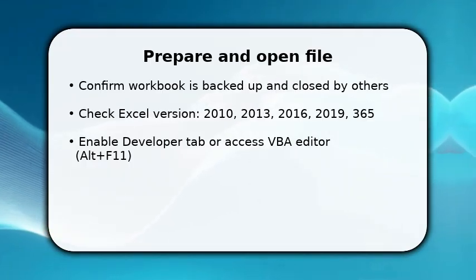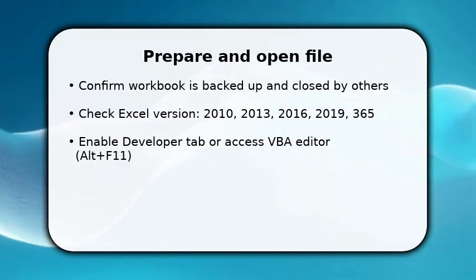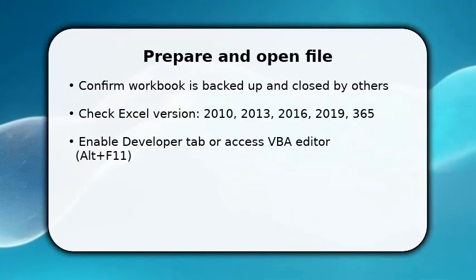Next, enable the Developer tab or press Alt plus F11 to open the VBA editor because you will run a small macro. Once in VBA, make sure the project is unlocked for viewing. If it's locked, note that requires owner access.